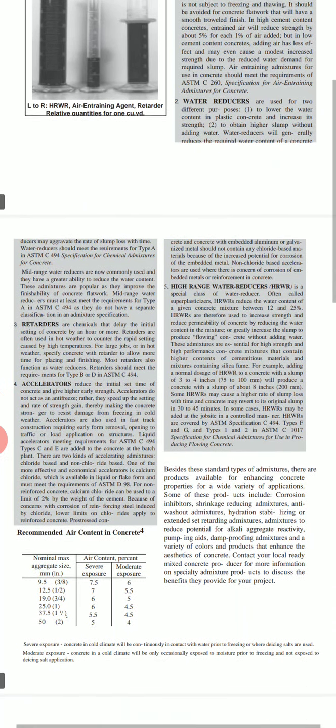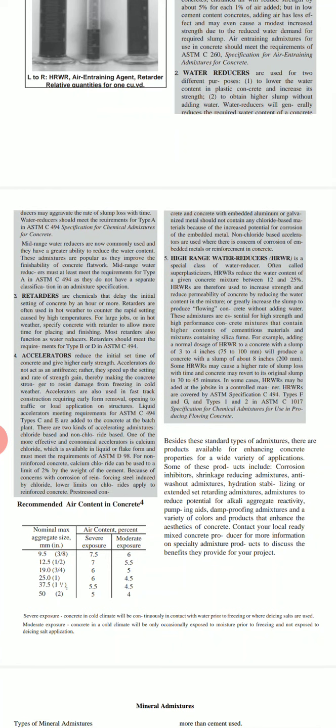The next type of admixture is retarders. Retarders are chemicals that delay the initial setting of a concrete by an hour or more. As you know, when you use fresh concrete, after some time it is going to set very fast. This initial setting time matters during pumping construction, when you have to supply the concrete to some area using pumps. Then what should it be?